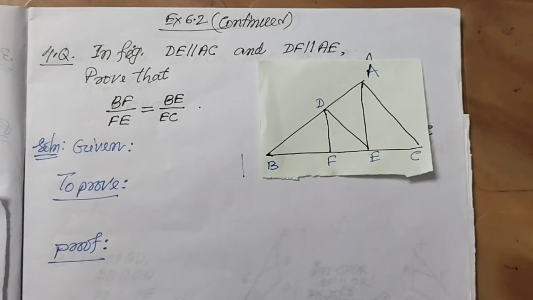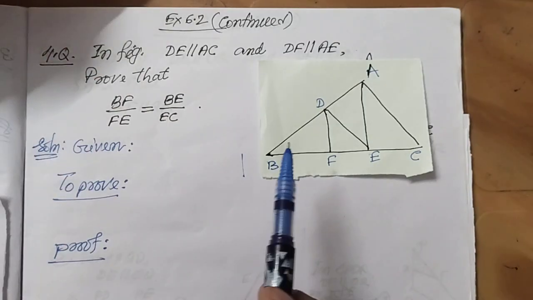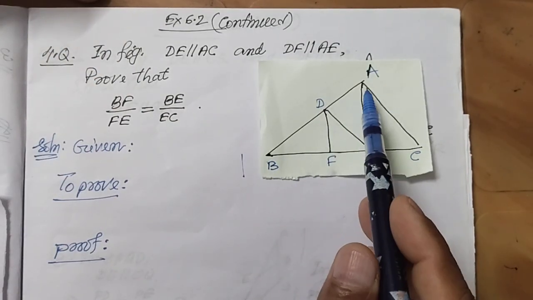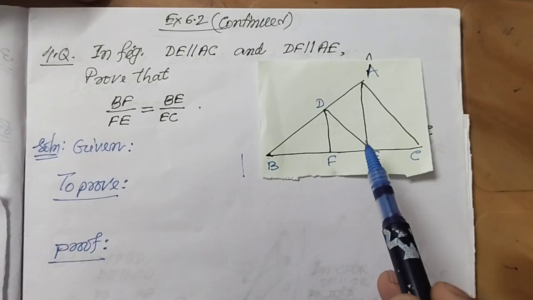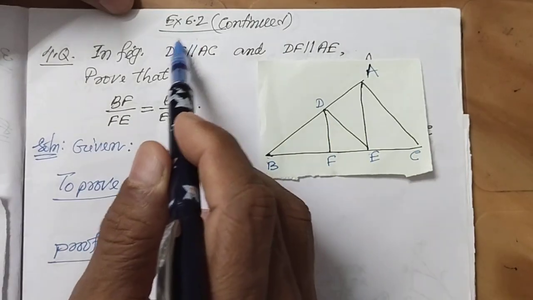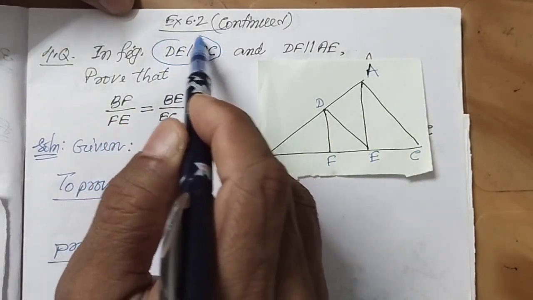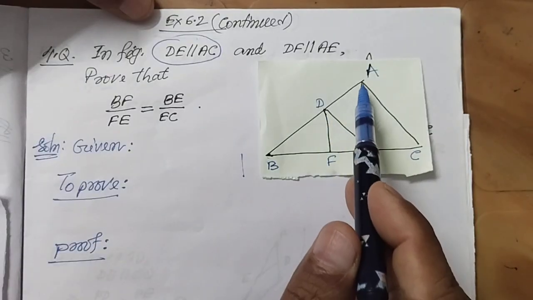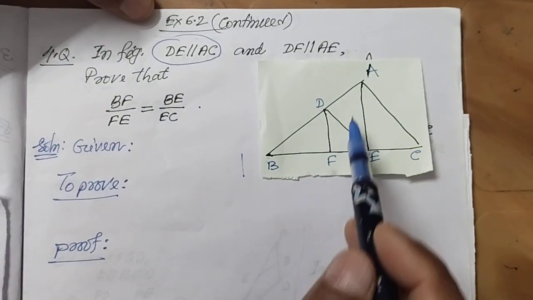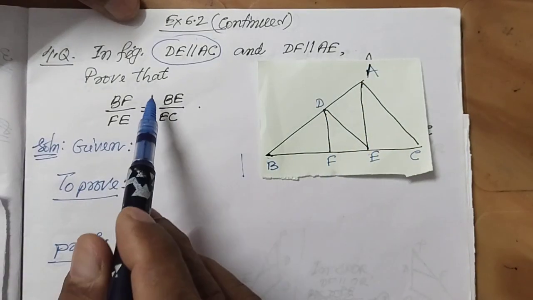Exercise 6.2 continued. Okay, we are going to solve question number 4 here. This is the diagram in triangle ABC. First, two conditions are given. DE parallel AC and DF parallel AE, and you are asked to prove this.